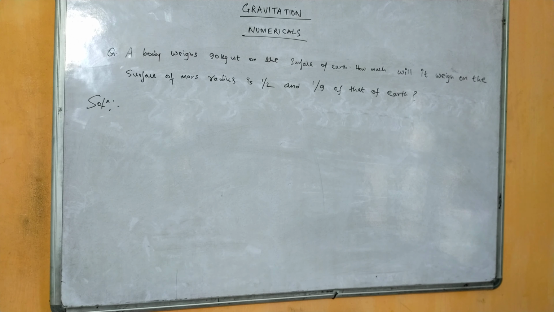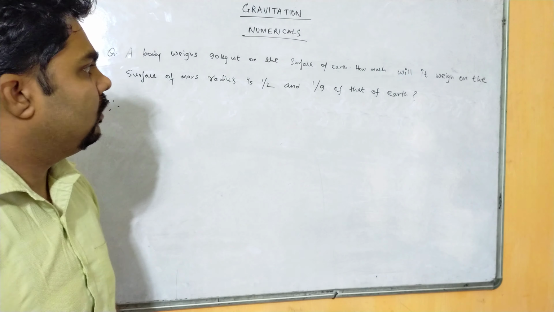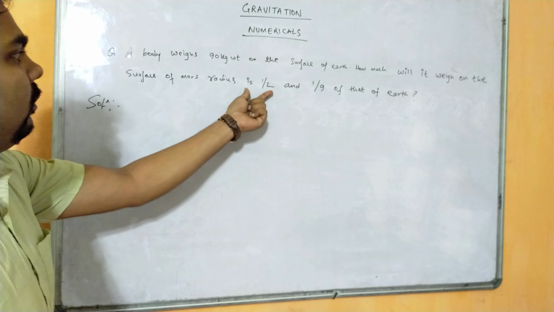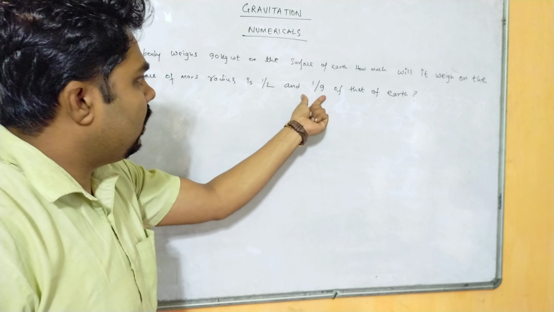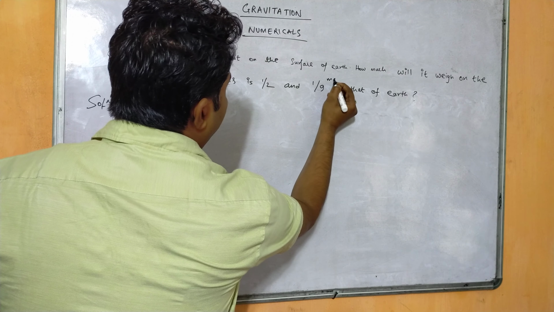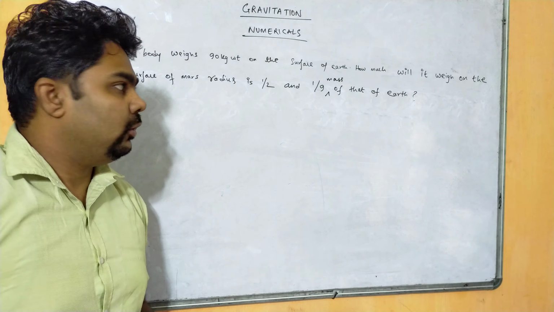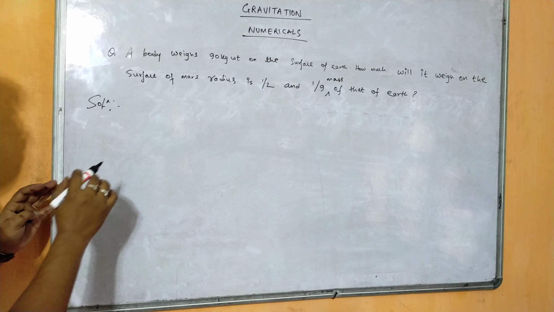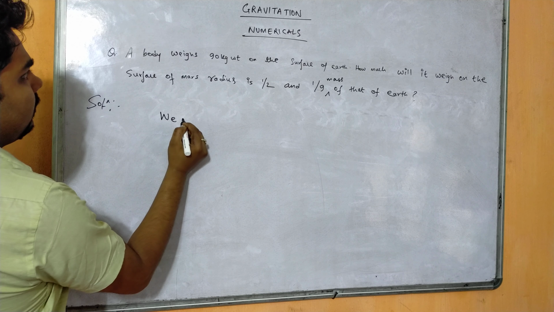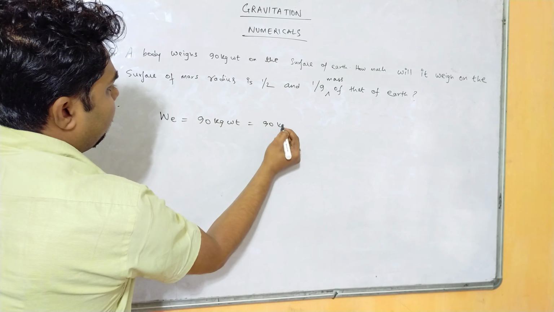The next question we have: a body weighs 90 kg weight on the surface of the Earth. How much will it weigh on the surface of Mars, having radius 1 by 2 and 1 by 9 of that of Earth? That means 1 by 9 the mass of Earth, okay. So this is given in the question. You see, we will first note down what is written here. A body weighs 90 kg weight, that means weight on Earth is given as 90 kg weight, or we can say 90 kgf, right?